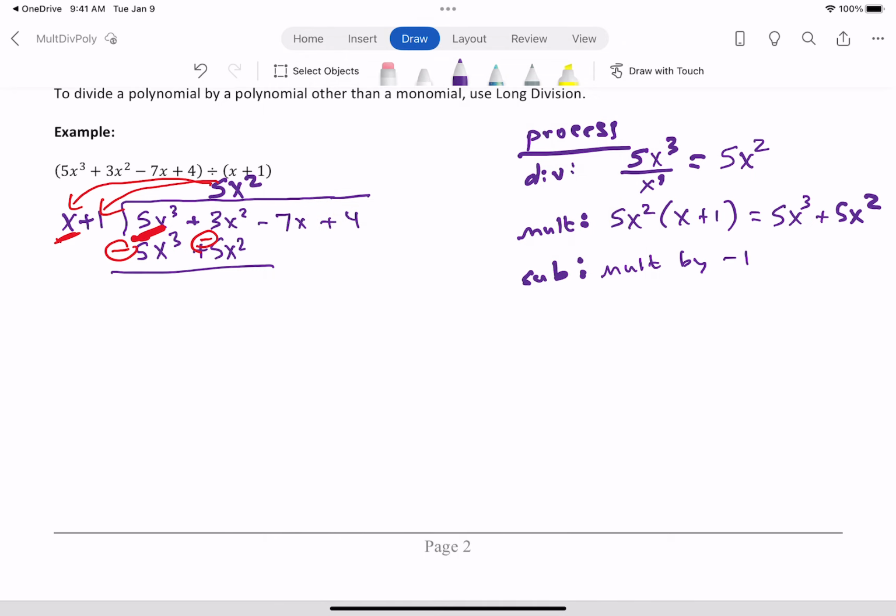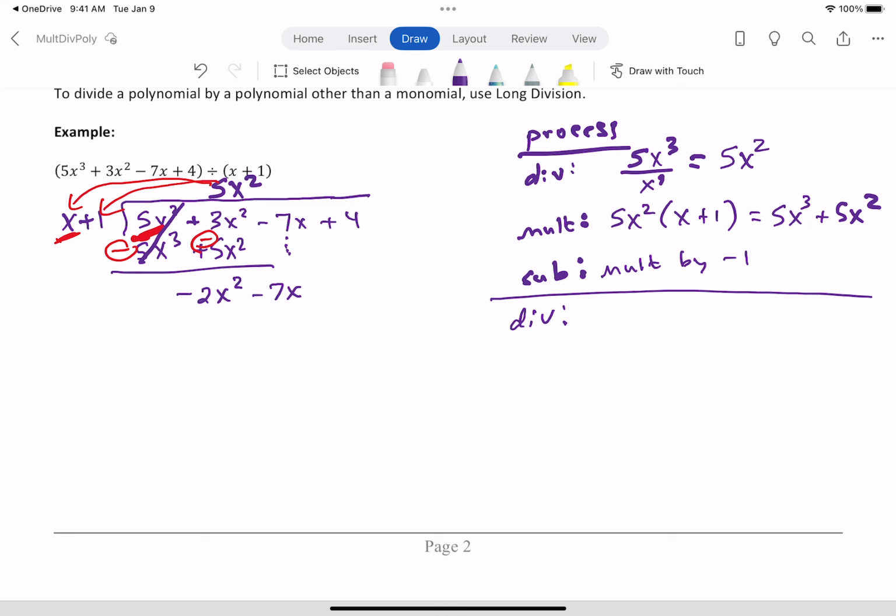The reason that we do that is because we are trying to find the answer by whittling this down. If you notice what we have now, 5x to the third and a negative 5x to the third, those are opposites, so they add to 0. So that's gone now. So we have 3x squared and a negative 5x squared. That gives me negative 2x squared. So that's kind of the complete process that now we're going to repeat. So I'm going to bring down my next term, and now we're going to start over.